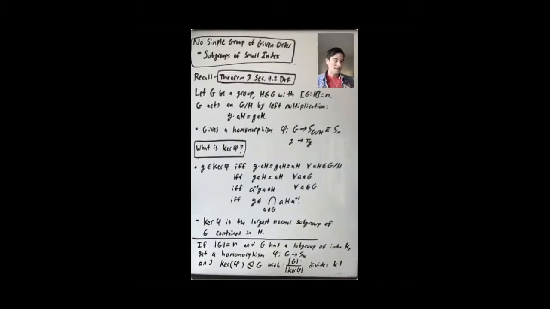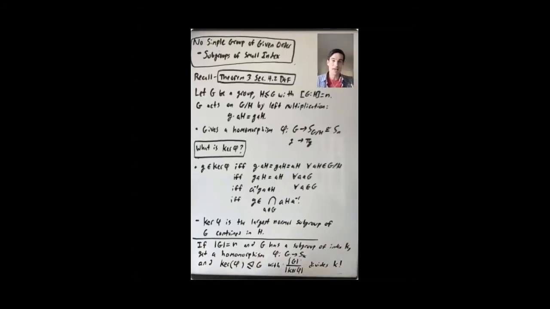So why is this helpful? Well, if we want G to be a simple group, then it can't have any proper non-trivial normal subgroups. So it would be okay if this kernel was all of G, right? Because then we would just have 1 divides k factorial. That's fine. But the kernel of this homomorphism is contained in H, which is the subgroup of index k. So the kernel can't be all of G in this case.